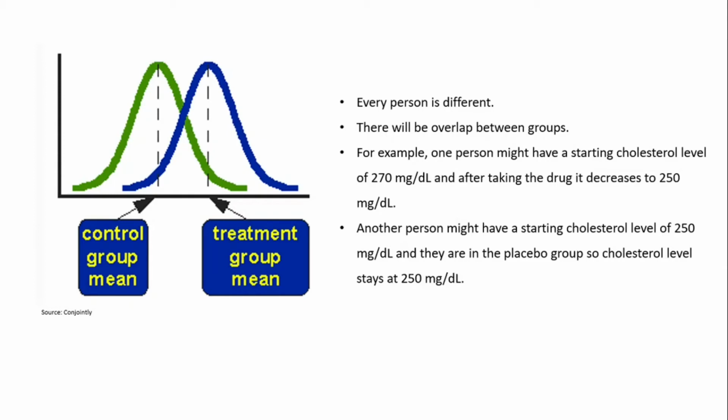For example, one person might have a starting cholesterol of 270 milligrams per deciliter, and after taking the drug it decreases to 250. But another person might have a starting cholesterol level of 250 and they are in the placebo group. So they take a sugar pill and their cholesterol level remains at 250. So in other words, there's going to be some overlap between the two groups. So how can we give a definitive answer for whether the drug is working or not? This is where A/B testing actually comes in as a statistical analysis to decide.